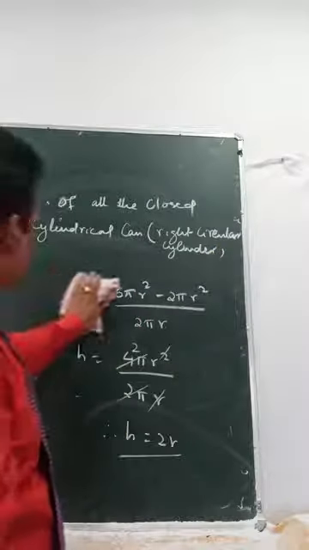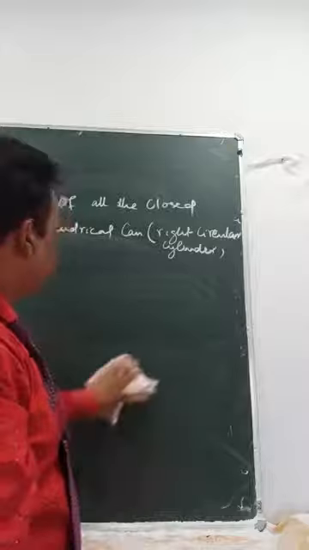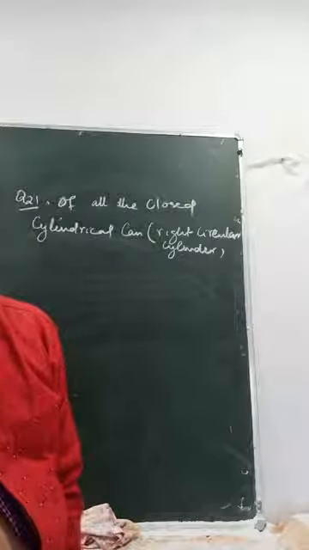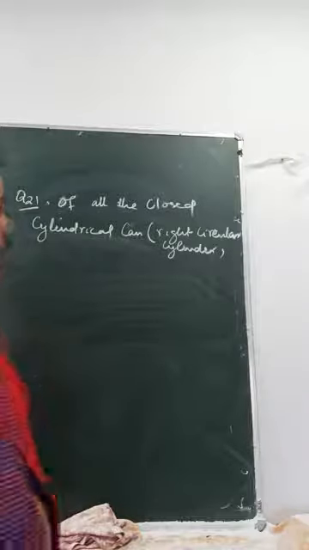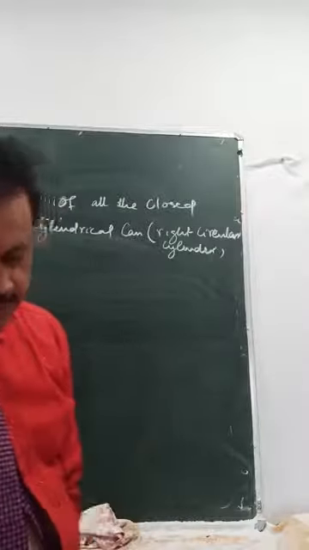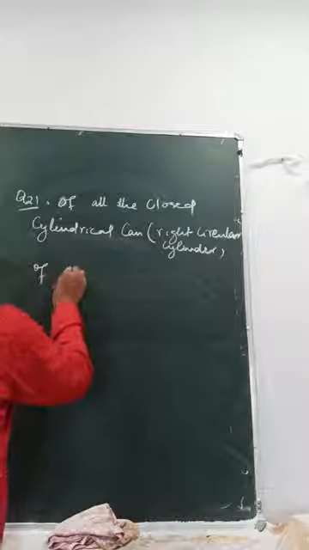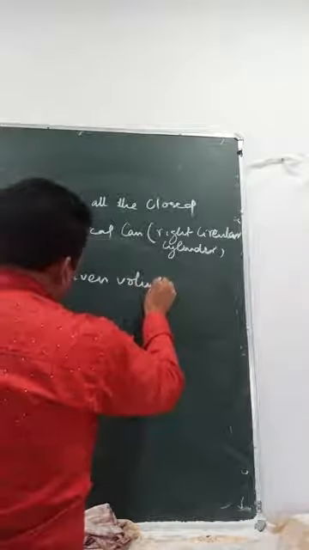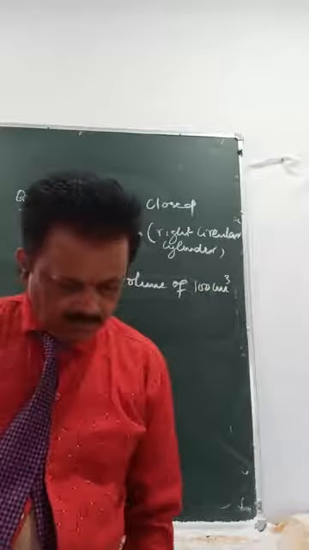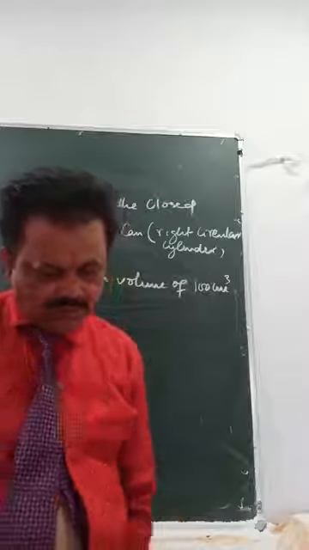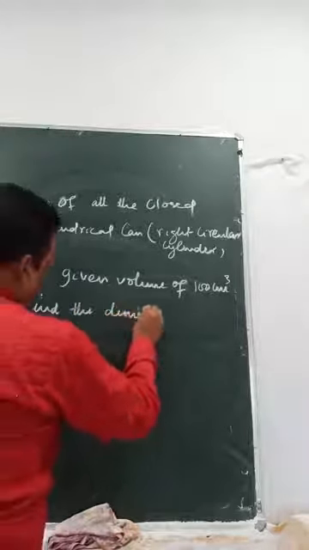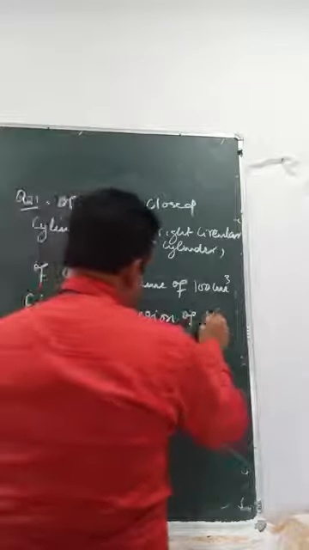On the closed, this is not open one here, cylindrical cone, sorry, cylindrical cane, cylindrical cane of given volume of 100 cubic centimeter, find the dimension of the cane.